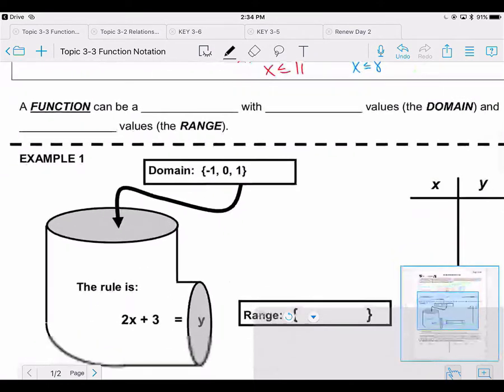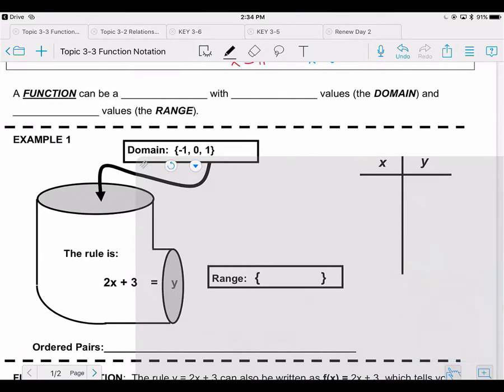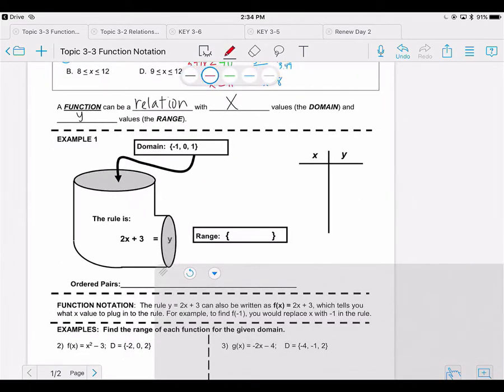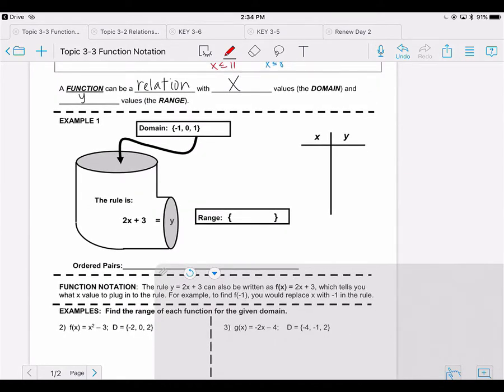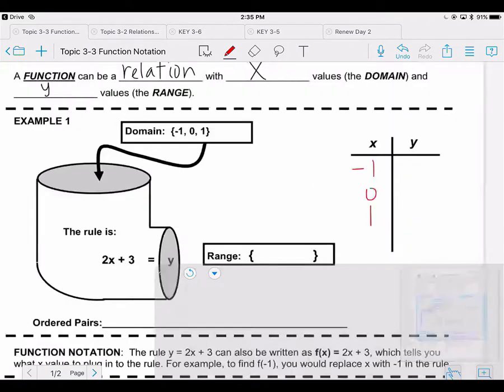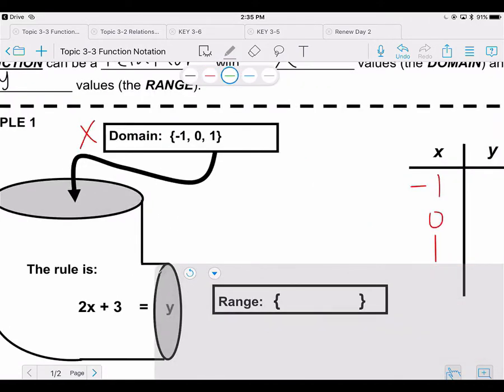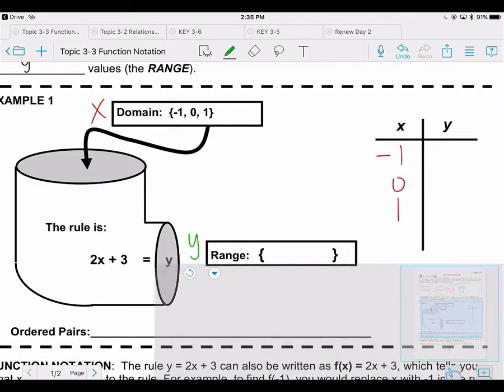So for today, we have a little bit more vocab, some reminders. A function can be a relation with X values and Y values. So a function is a specific type of relation where you have X values and Y values. This example is like a function machine. We put the domain in, we get the range out. My domain here is -1, 0, and 1. And remember, domain is our X values, so range, therefore, would be our Y values.